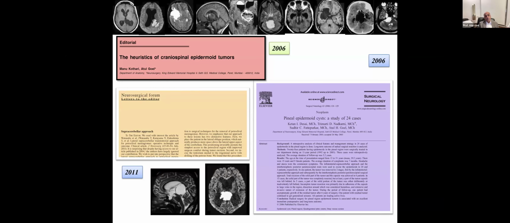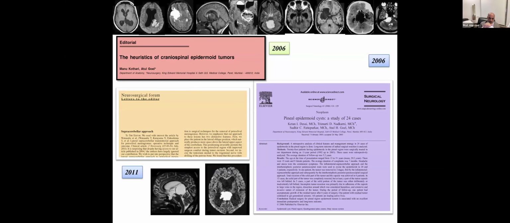We talked about epidermoid tumors. When we talk of epidermoid tumors, they arise in the region of the tentorium. That is why we label them as tentorial-based epidermoids. We have got a huge series, one of the largest series in epidermoid tumors, where we said that these tumors are along the tentorium.